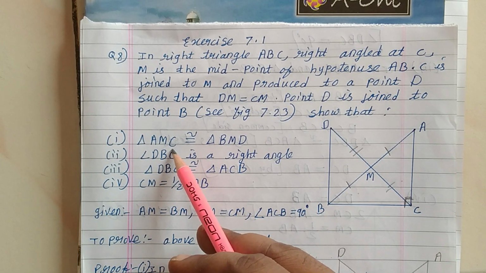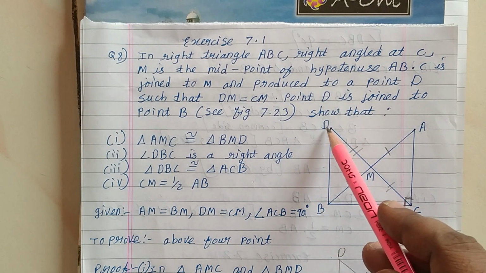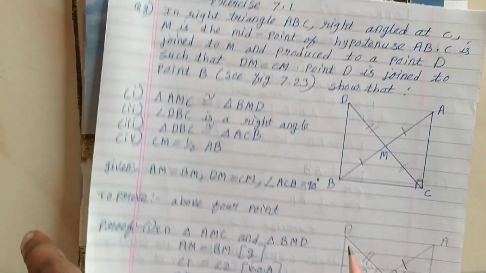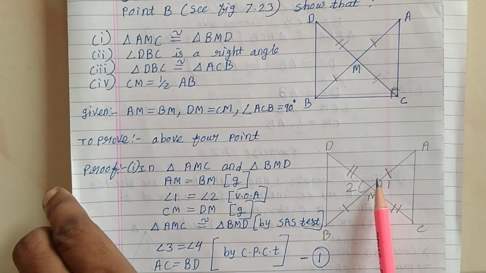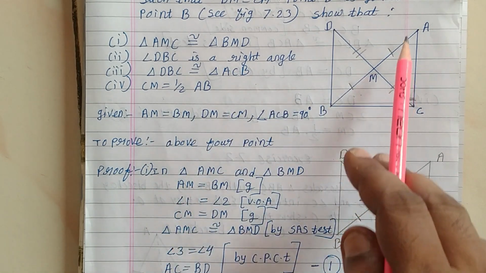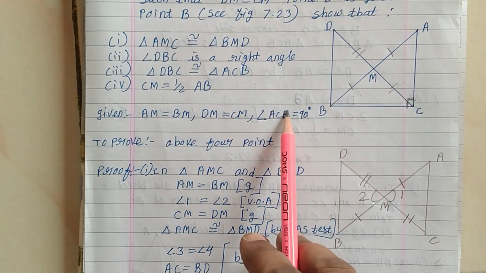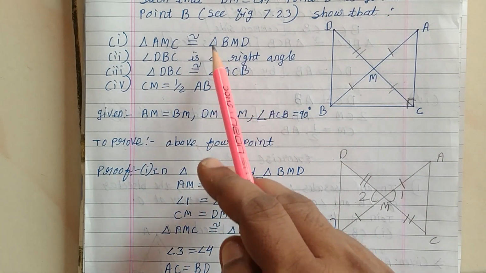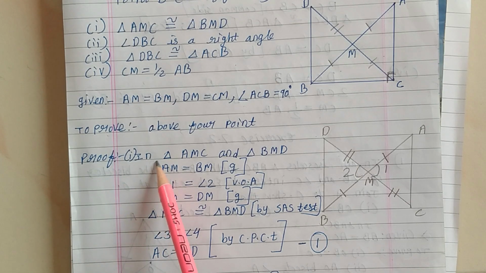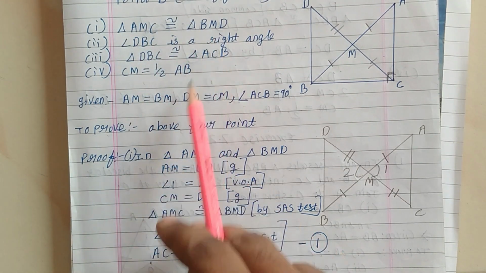First one is triangle AMC is congruent to triangle BMD. So I have drawn here, you can see I have drawn here separately. Given AM equal to BM, DM equal to CM, and angle ACB equal to 90 degree. To prove the above 4 points. So first proof, we have to prove triangle AMC is congruent to triangle BMD.